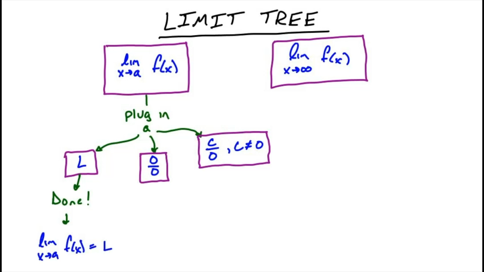Now, this almost never happens because this is way too easy. So I wouldn't ever assume that it's going to work out nicely like this. More often than not, when you plug in a, you're going to get 0 over 0 or our other option, but we'll focus on 0 over 0 first. When you get this, it should indicate to you that there is some simplifying to be done. This could mean one of several things.